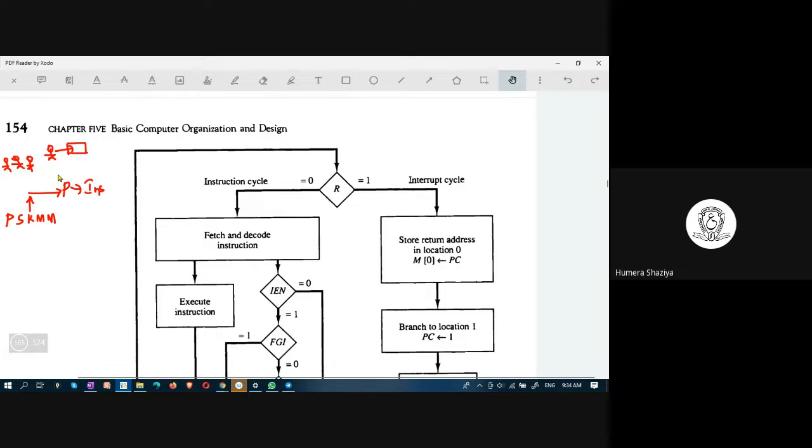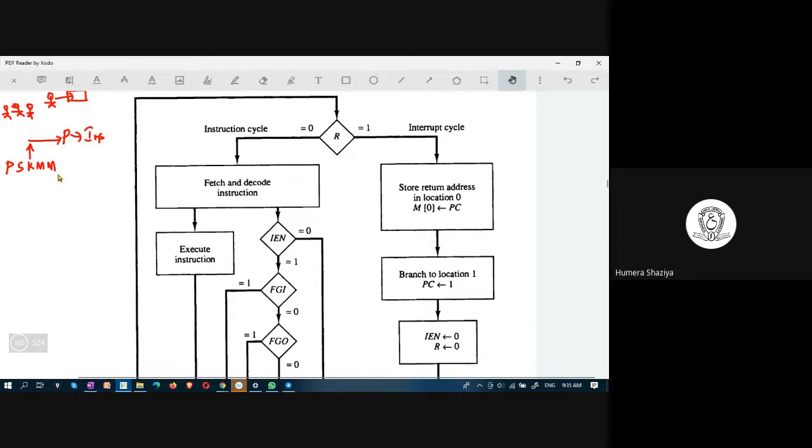When we compare this analogy with this one, we see that during the class, 3 or 4 doubts arise. Otherwise, the teacher will go on explaining. Similarly, here the processor will be executing the instructions. If any interrupt arises, it addresses it. When R is 0, this R takes the processor to the instruction cycle.